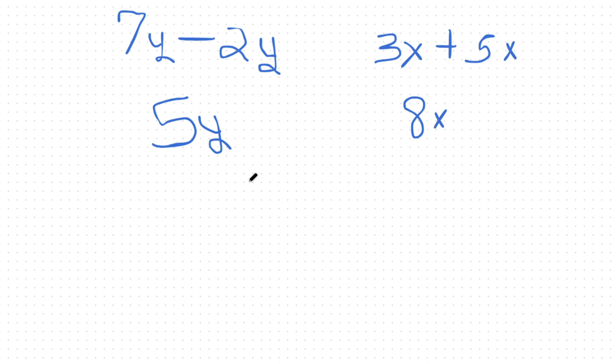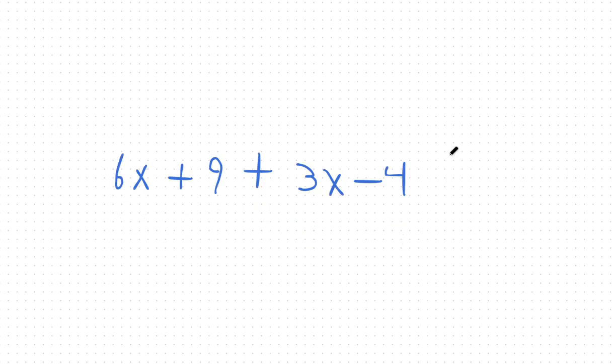These are like terms. Now, these two terms, 5y and 8x, let's imagine we were trying to add those. These are not like terms. They have different variables. Two terms with different variables cannot be combined. They're not like terms. So we would say that was a complete equation. Okay, we're going to move on to something a little more complicated now.